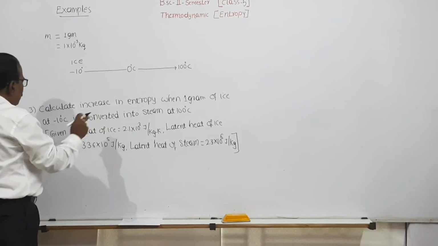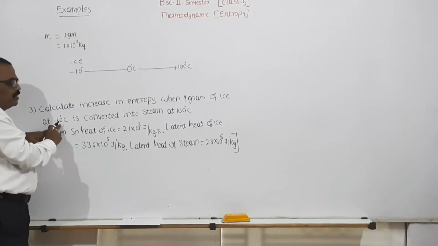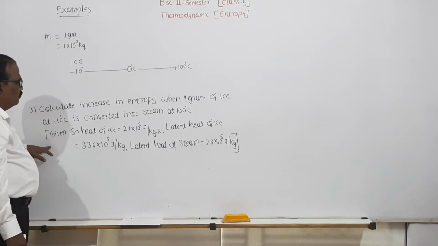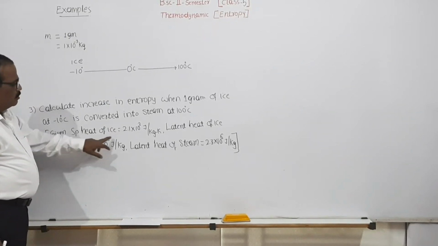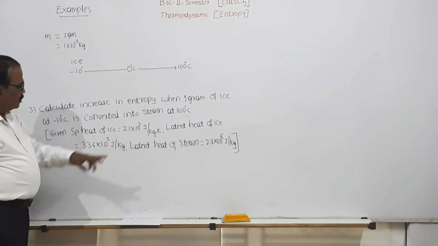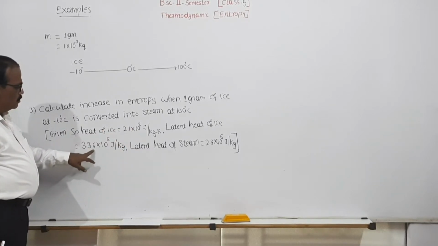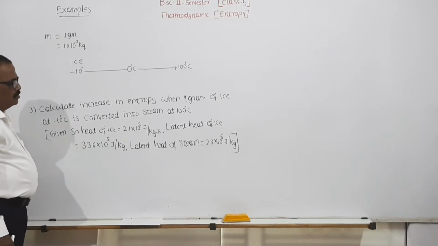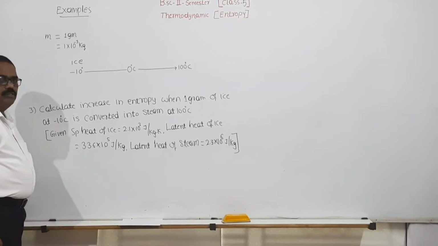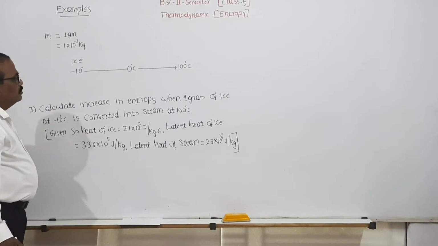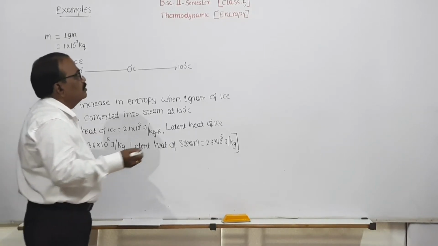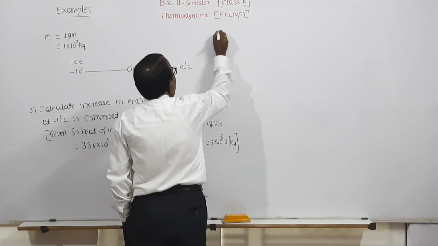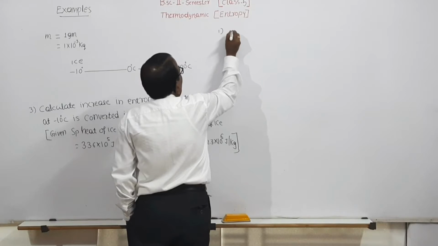See, 1 gram of ice at minus 10 degree centigrade is converted into steam at 100 degree centigrade. Given that specific heat of ice is so much, latent heat of ice is this much, and latent heat of steam is 2.3 into 10 raised to 6 joules per kg. See, first let us calculate the increase in entropy dS1.